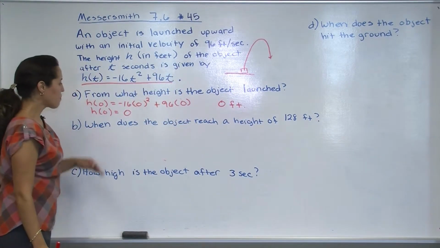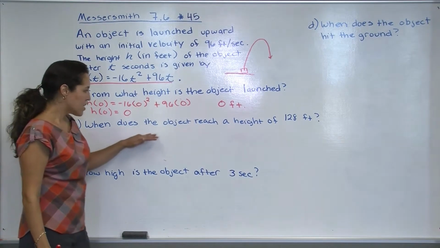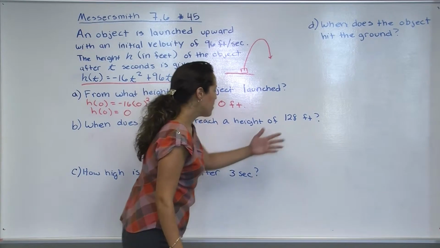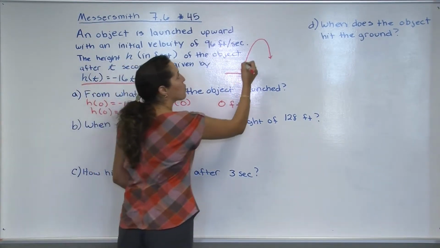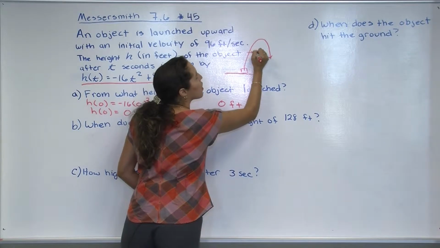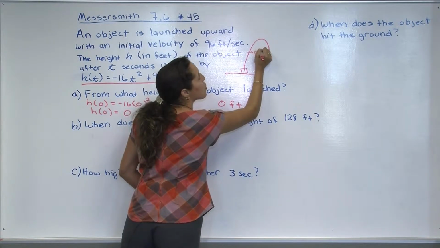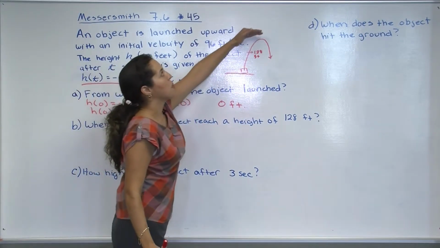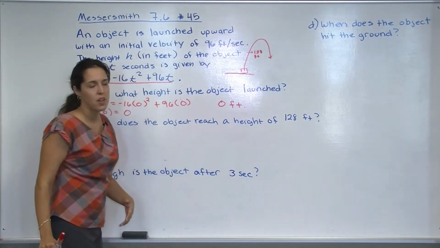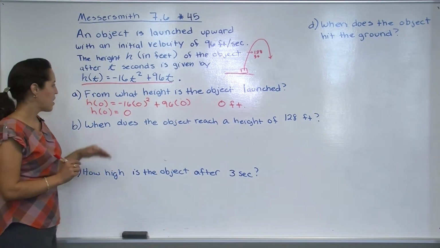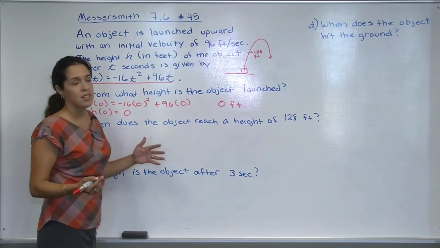Okay. B, it says, when does the object reach a height of 128 feet? So at some point, it will reach a height, let's say here, just for example purposes. Let's say right here is 128 feet. It didn't say that the peak of the launch was 128 feet. It just said at some point it will reach a height of 128 feet. And they want to know, when does this happen?